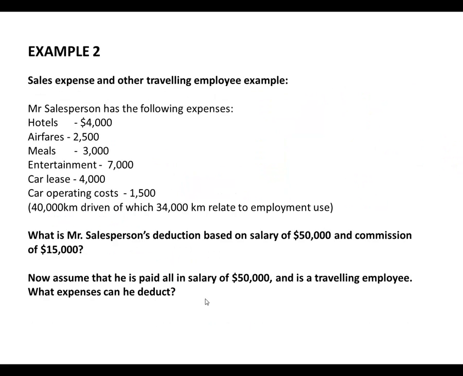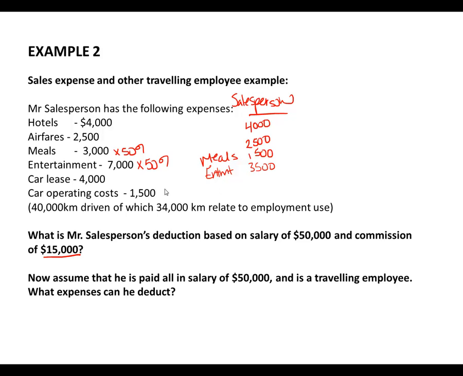So I'll do another example. In example 2, we have more expenses, and now we're told that this person has commission income of $15,000 and a salary of $50,000. So our salesperson is going to be able to deduct hotels of $4,000, airfare of $2,500, meals times 50%, so $1,500 for meals. And because they have commission, they can deduct entertainment at 50%. So entertainment is going to be $3,500. And then I'm going to add up the car costs, which are $5,500.